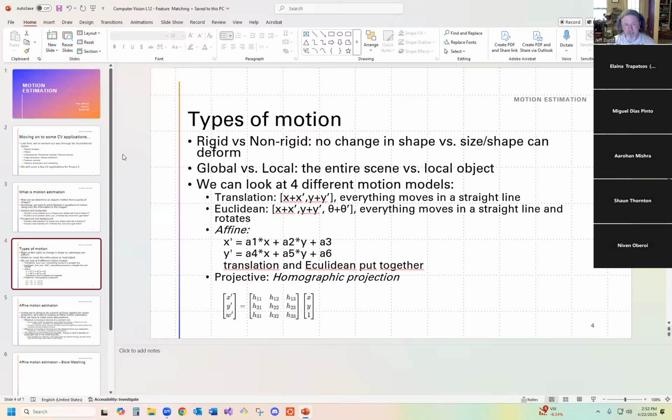And then we have to figure out if we're looking at global motion or local motion. So is the entire camera moving? Is the entire point of view moving? So should every pixel move? Or am I only looking at one specific thing as it is moving?